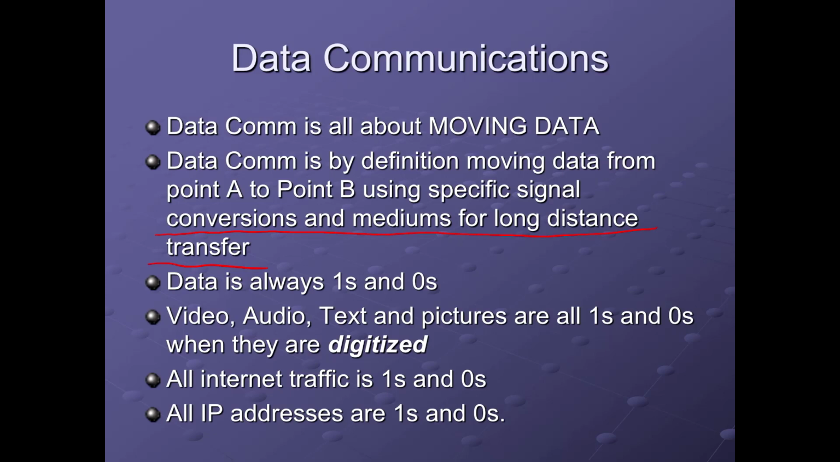And I'm sure you guys know this, but data is always ones and zeros, so it doesn't matter whether you're watching a movie, downloading a picture, or watching TV. When it comes to digital communications, you're always really viewing what's the result of ones and zeros being communicated and then decoded or interpreted by different software programs and applications to do their job, to display a picture or a video or whatever. So all internet traffic is ones and zeros, and all IP addresses are ones and zeros, and so on. So it's good to know that as well.